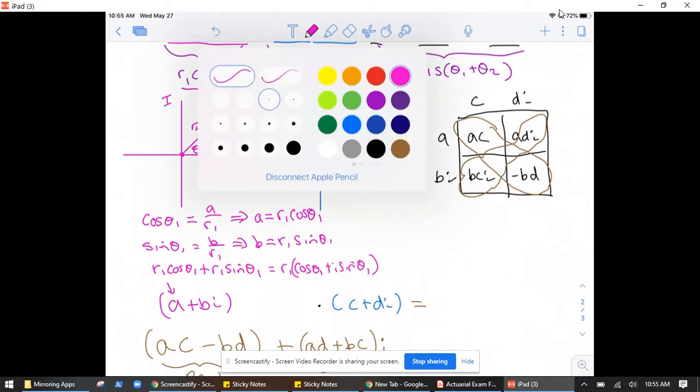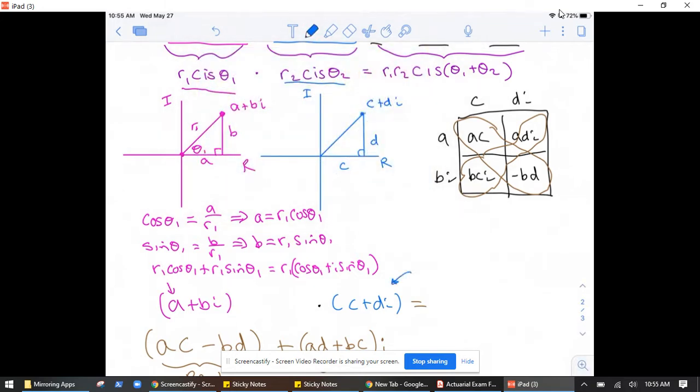Okay, and so similarly, I could replace this C plus DI. If I call this R2 and this theta 2, then I can rewrite this as R2 cosine of theta 2 plus I sine of theta 2.